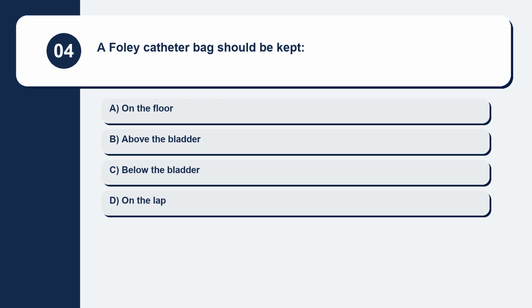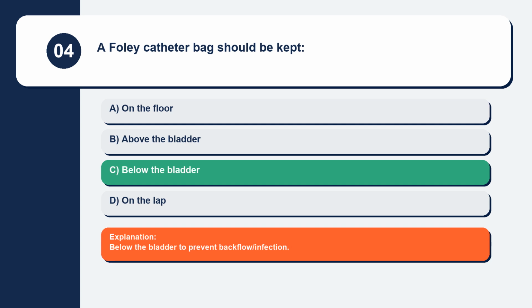Question 4. A Foley catheter bag should be kept on the floor, above the bladder, below the bladder, on the lap. Below the bladder to prevent backflow and infection.